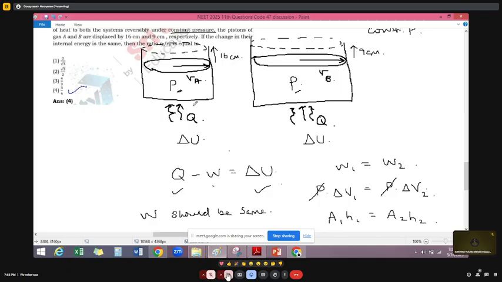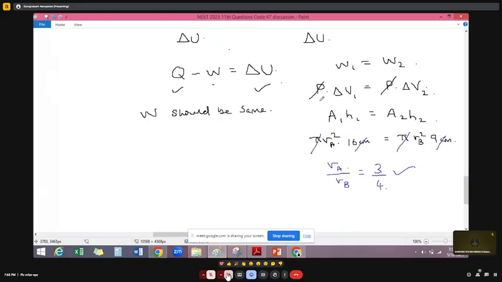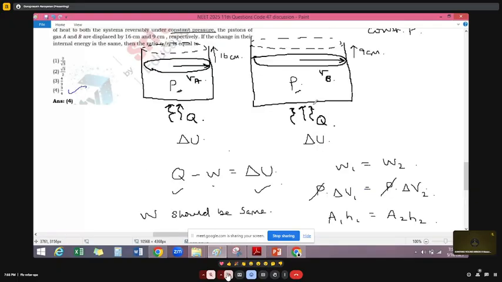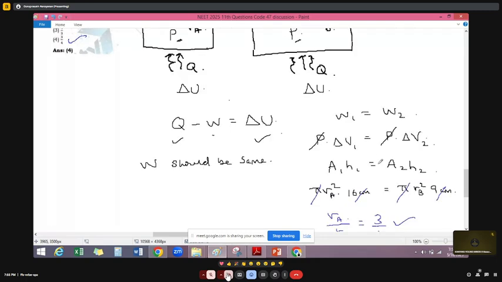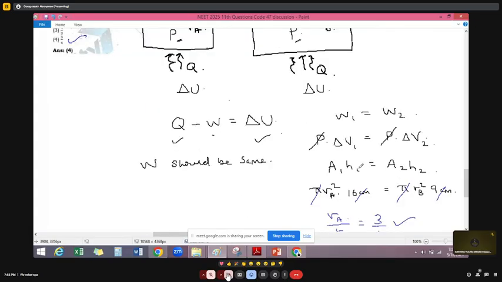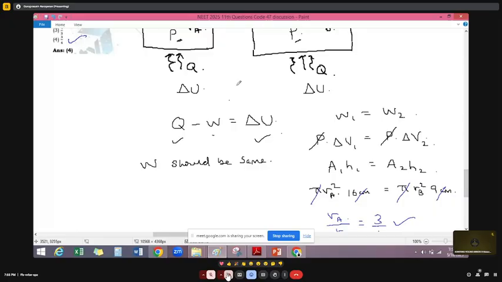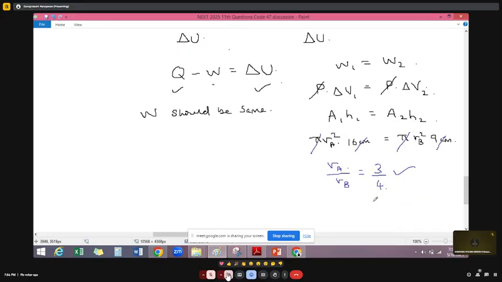So very simple, you should know Q minus W is equal to delta U. They have clearly given that this and this are same. So that means work has to be same. So work done is pressure into volume. Pressure is also same, initial pressure, constant pressure. Then you should know that volume is nothing but area into height. But here we are not talking about the final volume minus initial volume, because they gave you the height difference. So I can directly take area into height, how much height it moved. Okay, very easy problem, nothing very difficult.